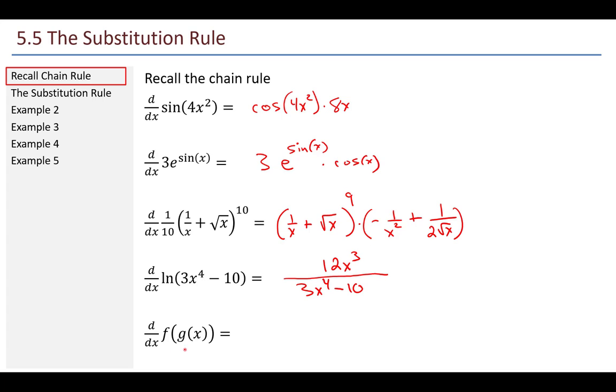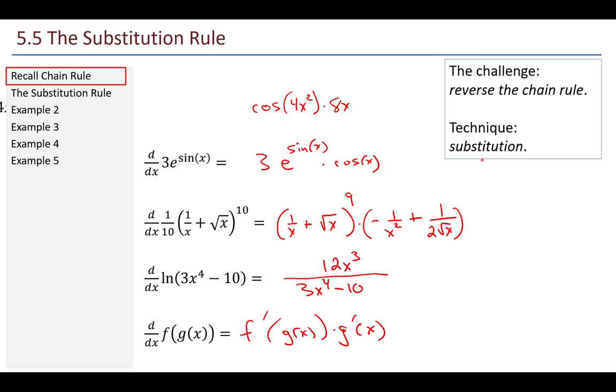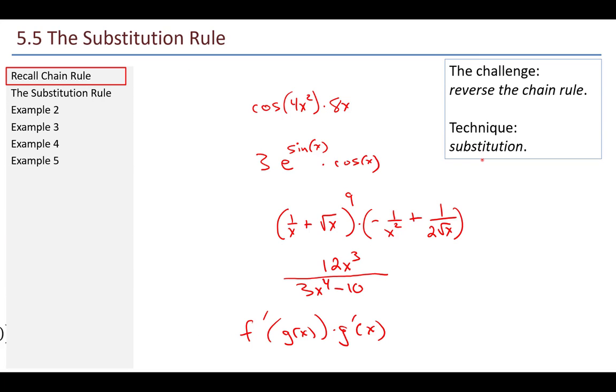And lastly, here it is in its abstract generality, the derivative of f of g of x. I take the derivative of the outside, f prime, leave the inside unchanged, and then multiply times the derivative of the inside. All right. So at this point, let's think about reversing this process. Our challenge is to reverse the chain rule.